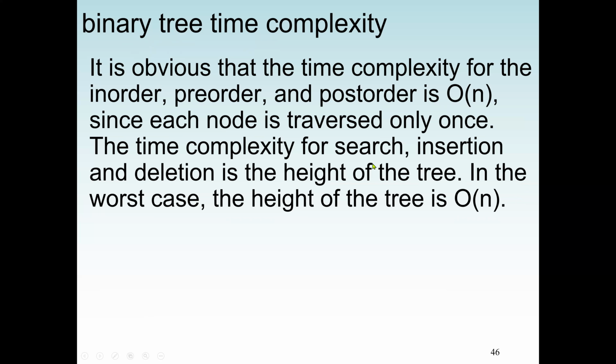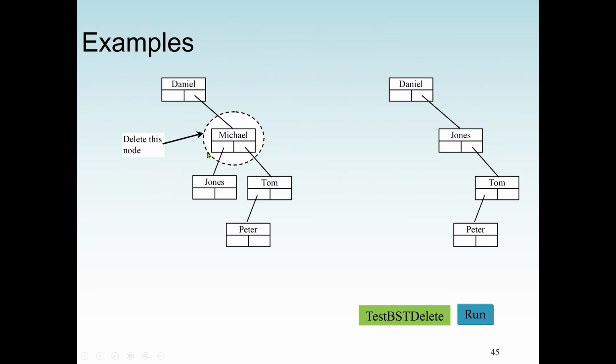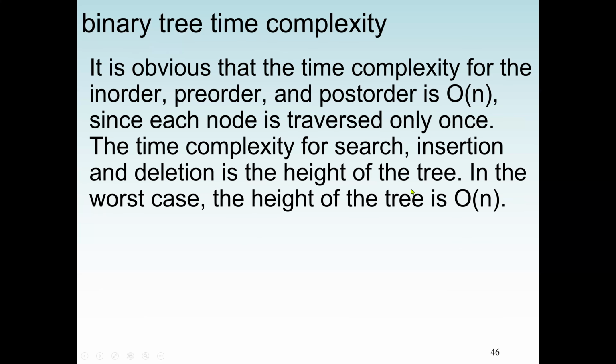Now the time complexity for search, insertion, deletion will be the height of the tree. This is very important. In the worst case, we have big O N. That's why we say we have to balance the tree. So you can see that the higher the height, the longer it is. But if the height is less, then we do fewer visits. I mean, if the height is less, then the searching, insertion, deletion will be lesser.